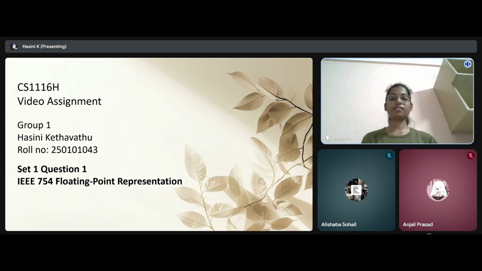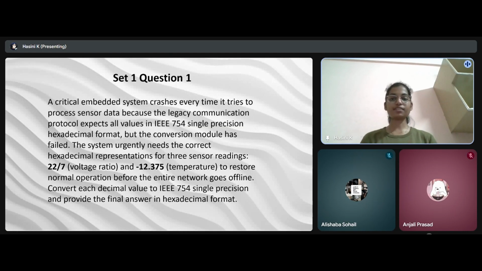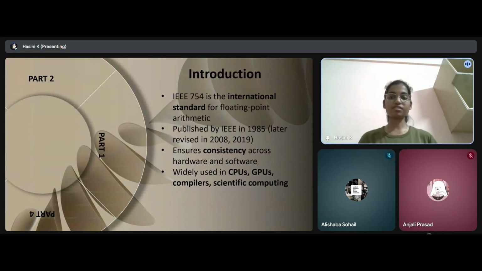As a part of the CS1116H video assignment, I am going to talk about the IEEE 754 floating point representation. So this is the set 1 question 1. In order to be able to solve this, we need to know about the IEEE 754 representation. Let me introduce the system.